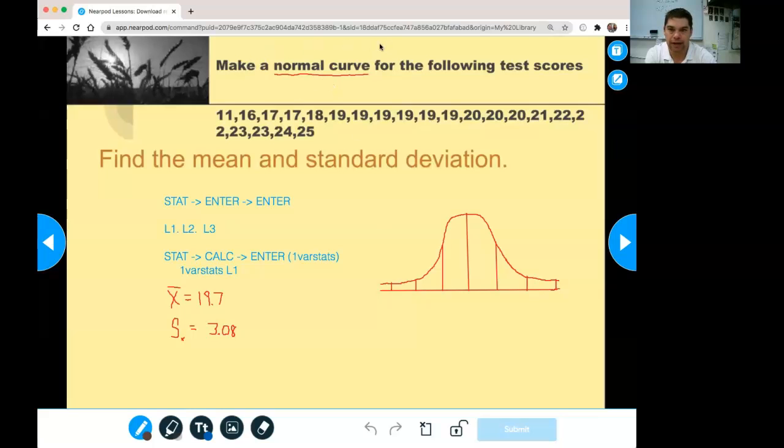So I'm going to put in my mean right in the middle. 19.7. I'm going to estimate the standard deviation about 3, just so I can avoid the decimal places. So 19.7 plus 3 is 22.7. And then we add 3. And then we add 3.